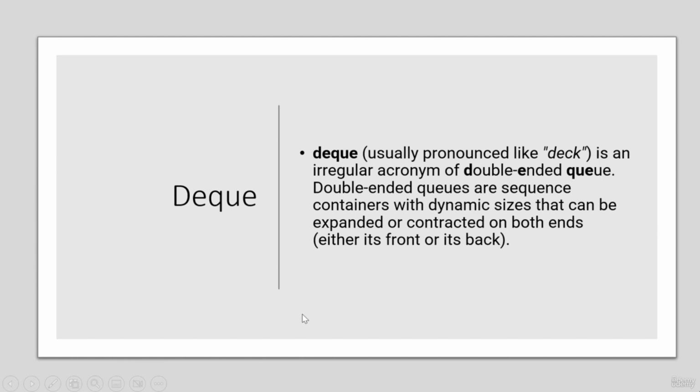What is a deque? A deque is a double-ended queue. Using a deque, you can take inputs from both sides. So basically, it works both ways. Using the deque, you can expand or contract on both ends, either its front or its back.